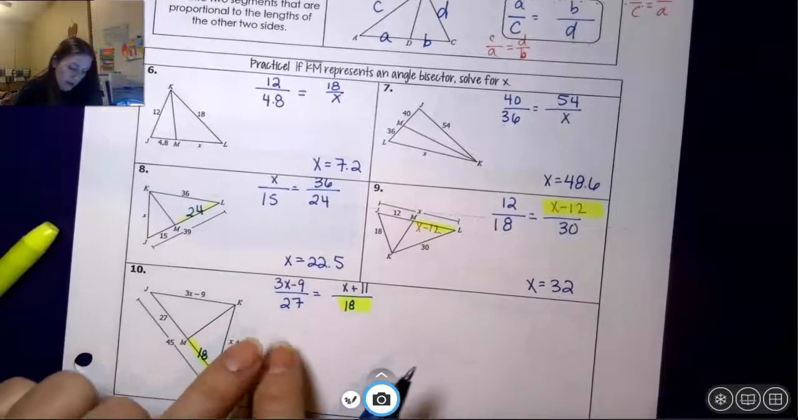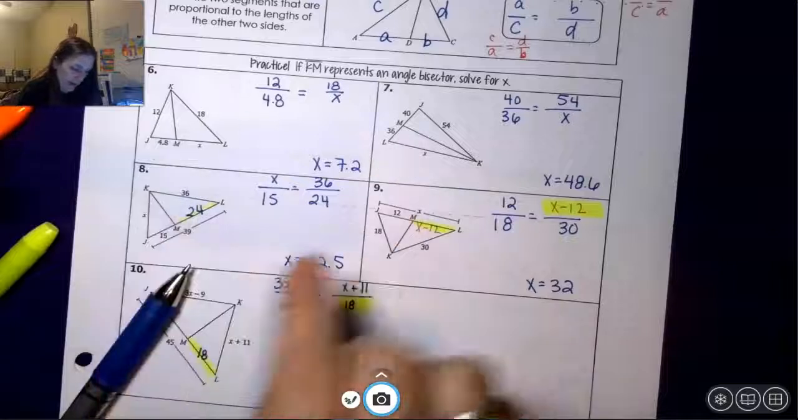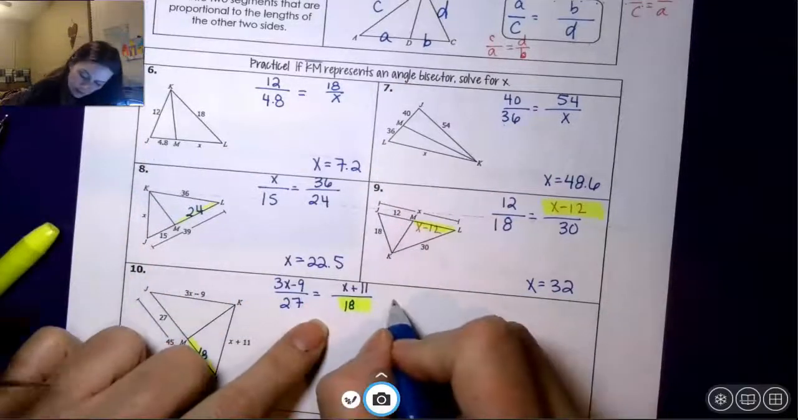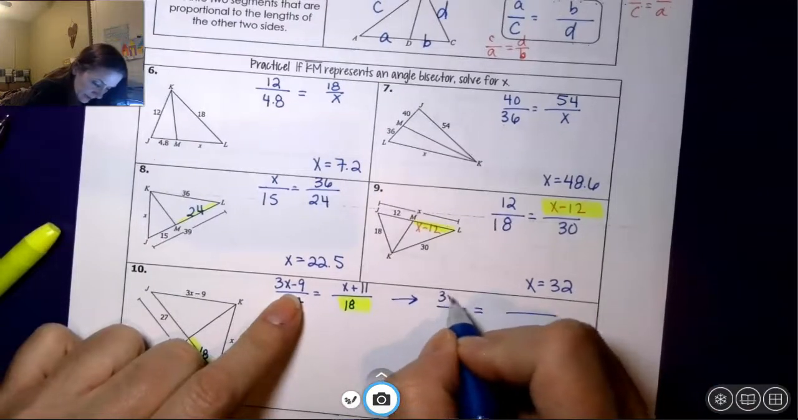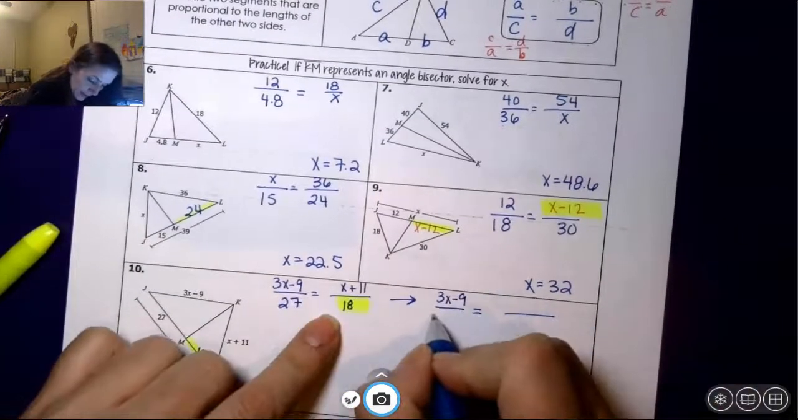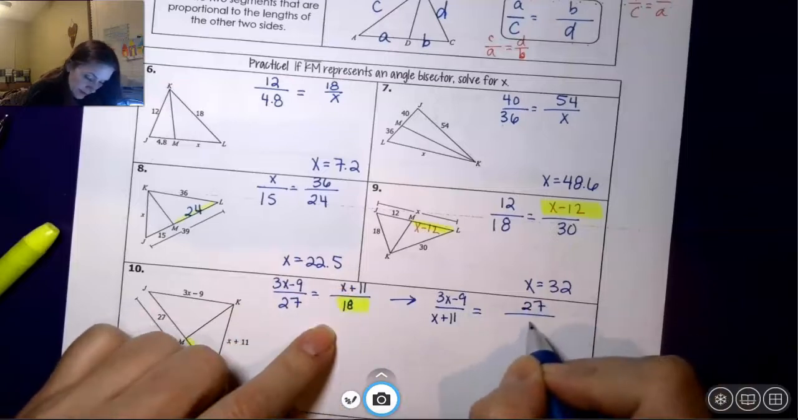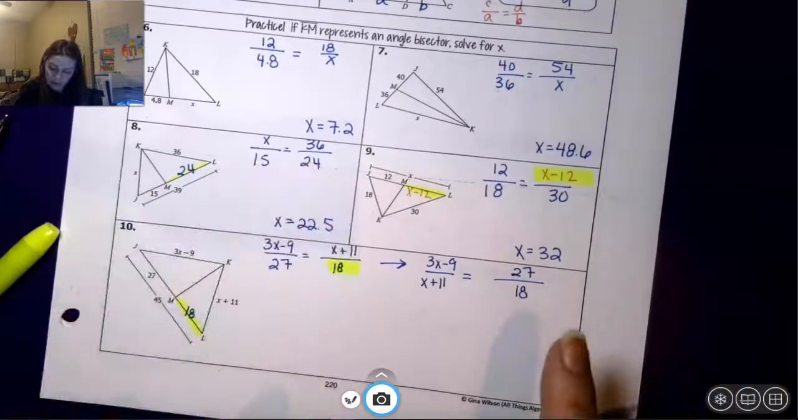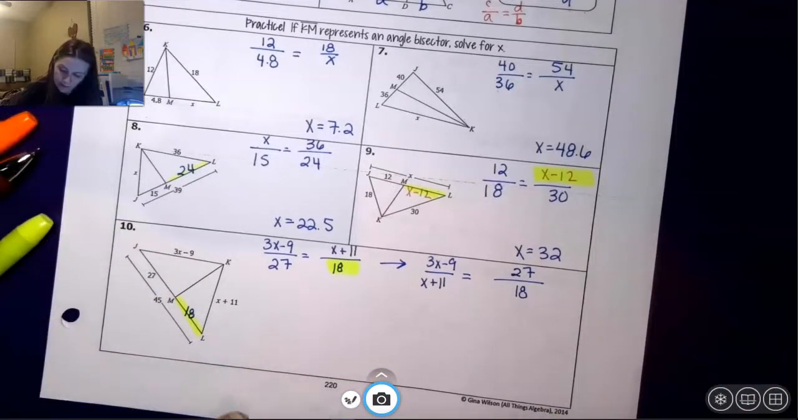And here, again, you can't simplify. You could have simplified in many of these other cases. You might want to rewrite this as 3x minus 9 over x plus 11, and then swap that 27 up here and the 18 here. You could simplify in that situation. Once you solve, you should get a final answer here of x equals 17.